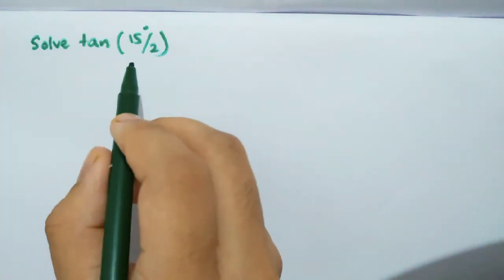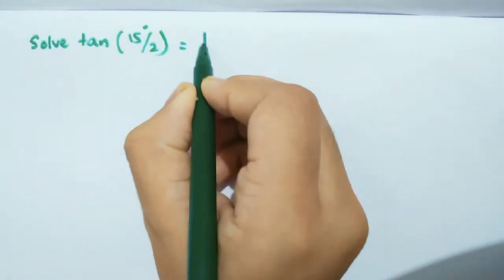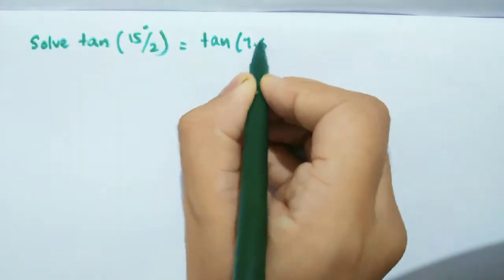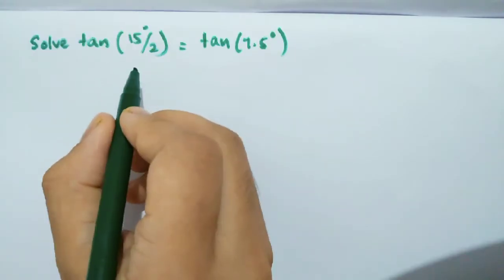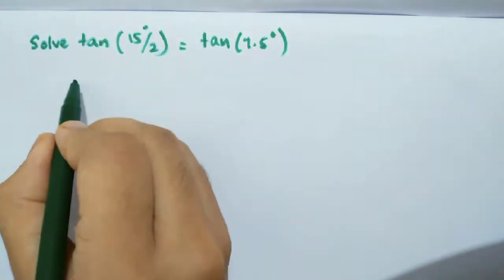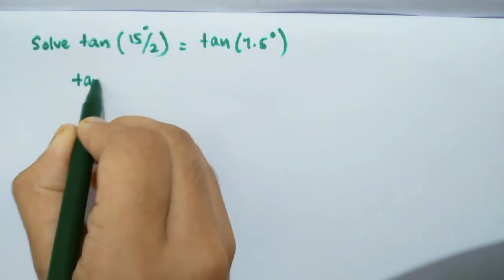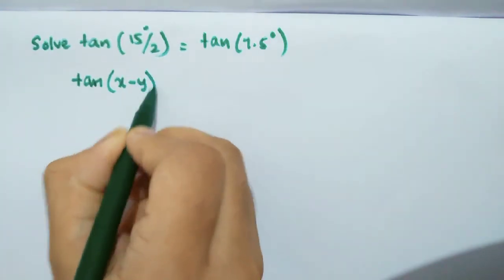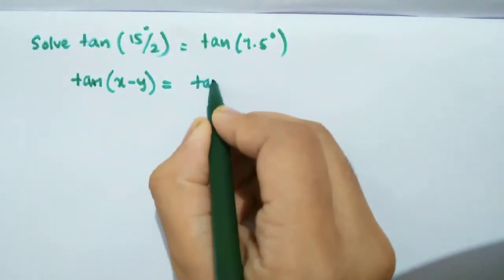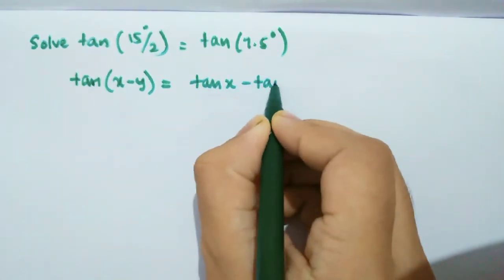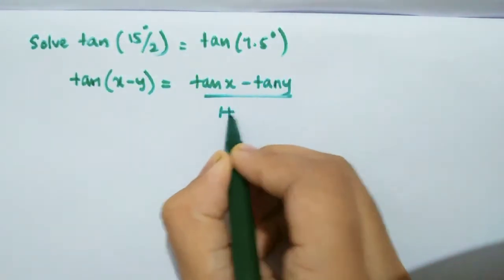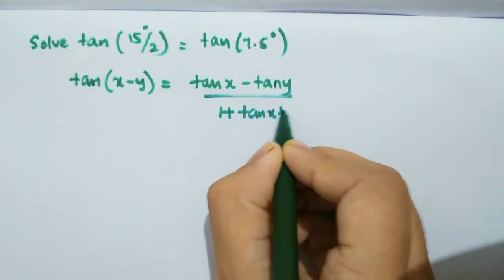Solve tan 15 by 2, that is, solve for tan 7.5 degrees. For this, first we have to find tan 15 degree. For that we have to use the formula tan of x minus y is equal to tan x minus tan y by 1 plus tan x tan y.